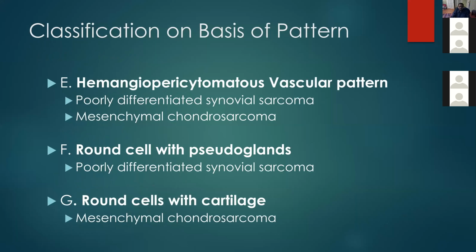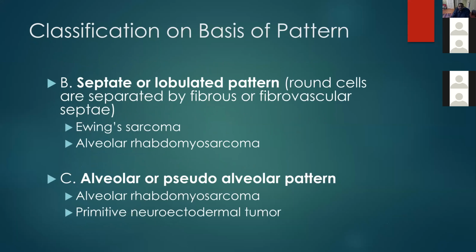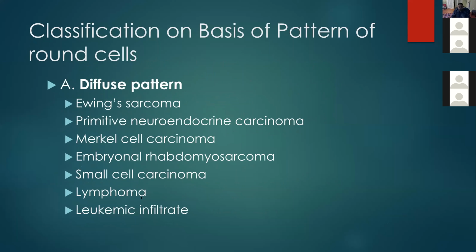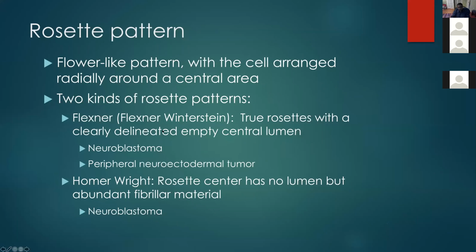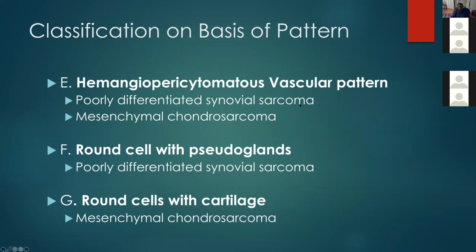Look at the different kinds of patterns we have come through. Diffuse pattern, you saw lymphoma. You saw rhabdomyosarcoma, you saw Ewing sarcoma. On a septate pattern, you saw Ewing sarcoma. You saw alveolar rhabdomyosarcoma. You saw neuroblastoma in a rosette or flower-like pattern. Then we again saw things like synovial sarcoma. This is the only one that is absolutely unique, and I would also tell you pseudoglands. If you see a pseudoglandular pattern, think of synovial sarcoma.